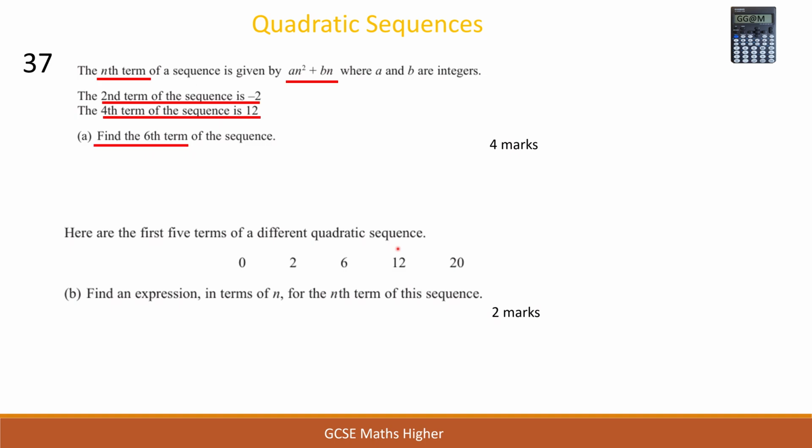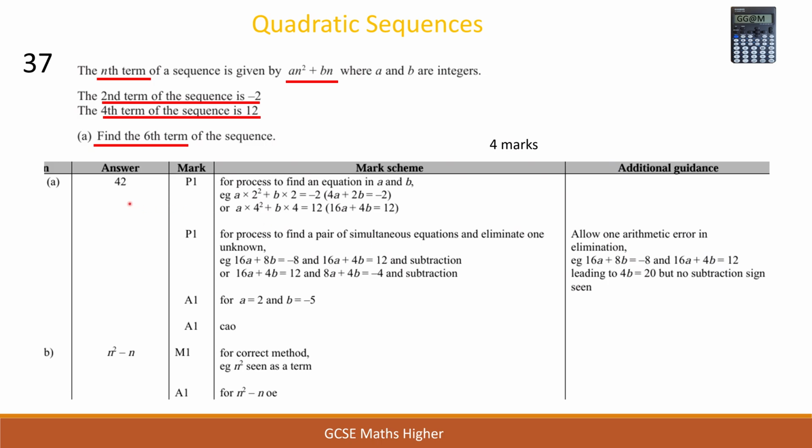Fantastic. So you can see the keywords that have been highlighted here, and the mark scheme was 42 for the first one, and then n squared take away n. Now there is a correct method for doing this.